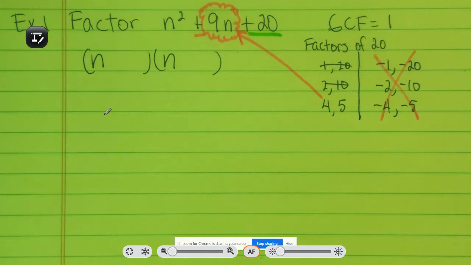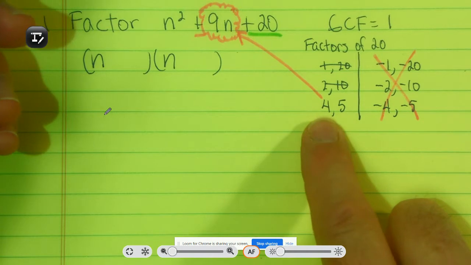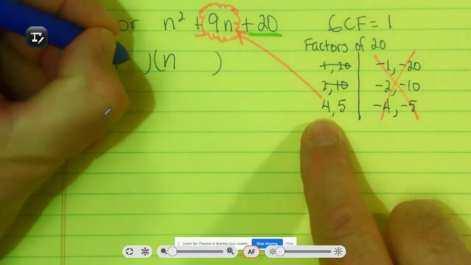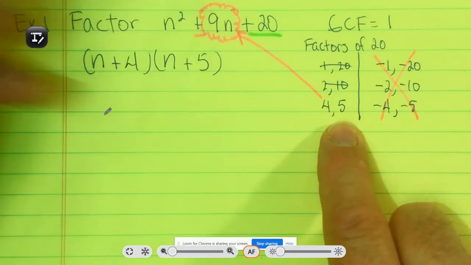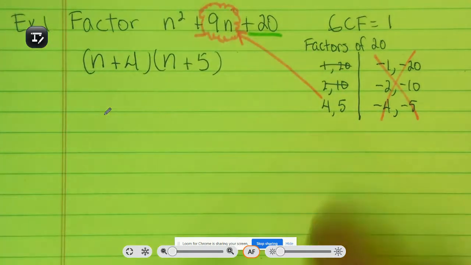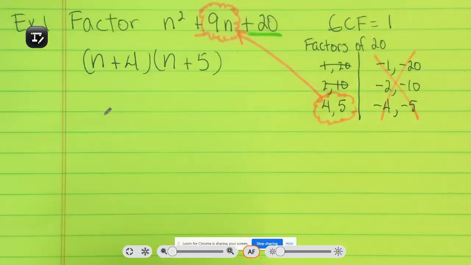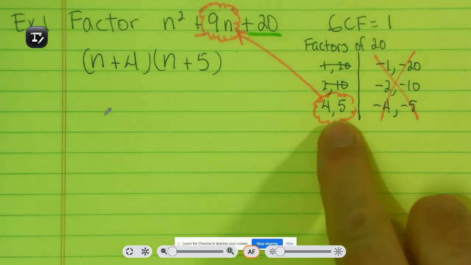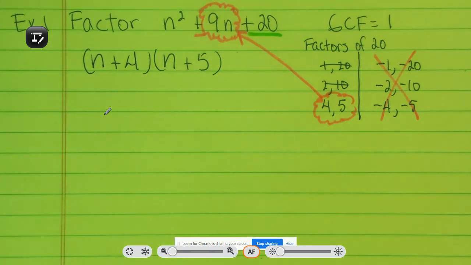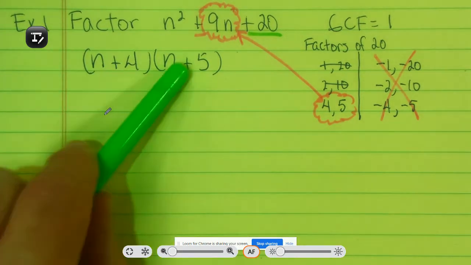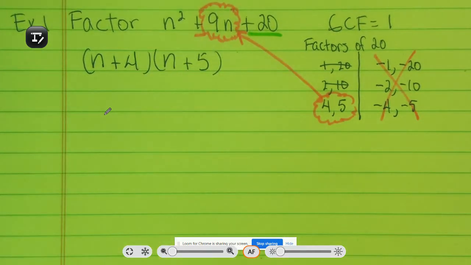Cool. Then I know that positive 4 and positive 5, that's the set that I was looking for earlier. And I've used that to factor. So it's n plus 4 times n plus 5. Now I could go through and I could check it. If I multiply those two together, I'll get n squared plus 9n plus 20.